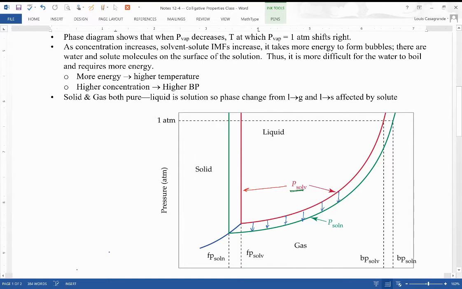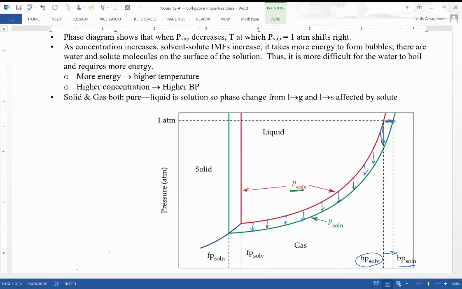So the vapor pressure is lower for the solution everywhere along this curve. So when we get up to the original boiling point, the boiling point of the pure solvent, the vapor pressure is lower. It's not up to atmospheric pressure. And we need to get to a higher vapor pressure, a higher temperature, out to here to get to the 1 atmosphere line. And so the boiling point of the solution goes up. And this is called boiling point elevation.